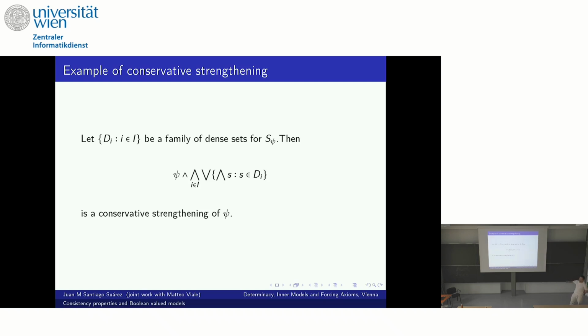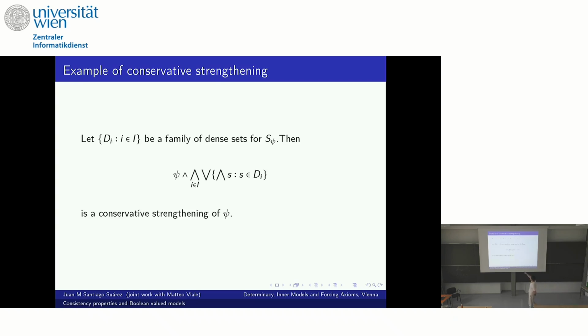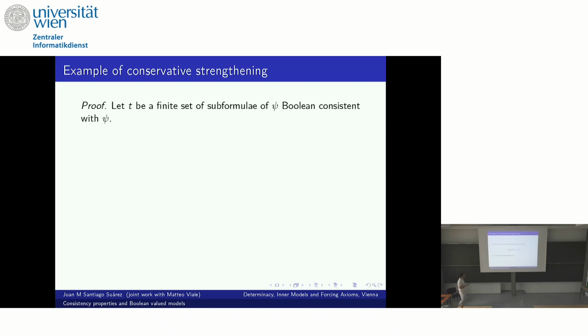This is the first example we found, and this is the one that guided us from the beginning. So let's prove it very fast, because the proof is very easy. Recall, what does this conservative strengthening say? You take a set of sub-sentences, and you need to show that they are consistent with the strong formula.